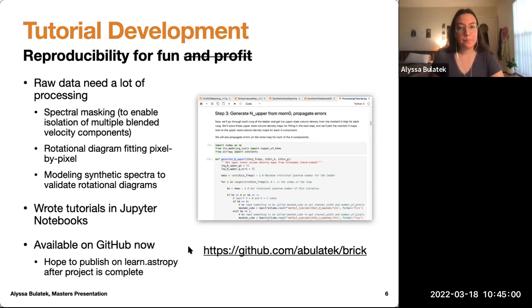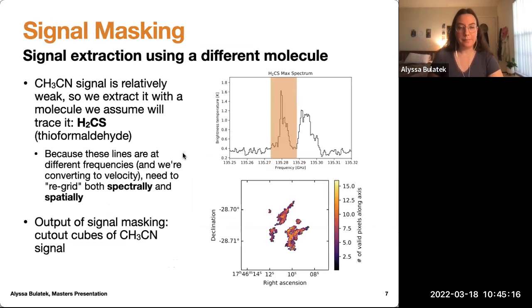But yeah, I will go through the 3 tutorials that I wrote now, and the tutorials will take the data straight from the pipeline, straight from the telescope, to measurements of the physical properties that we got. Okay, so without further ado, here we go.